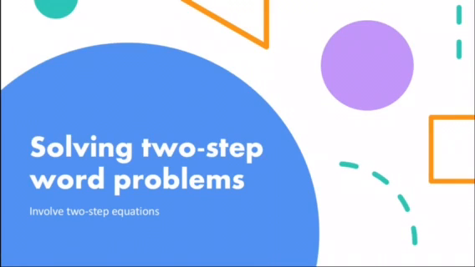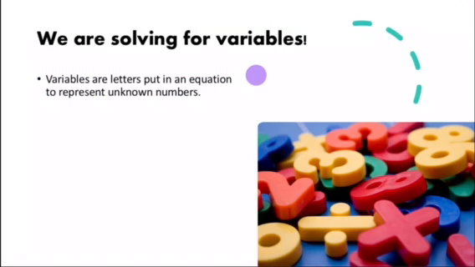Today's topic is solving two-step word problems. Two-step word problems involve two-step equations. This means that the word problem leads us to write an equation that we can solve in 2 steps. In two-step equations, we are solving for variables. Variables are letters put in an equation to represent unknown numbers. We solve two-step problems by identifying what we know and what we don't know, and then we write that into an equation.